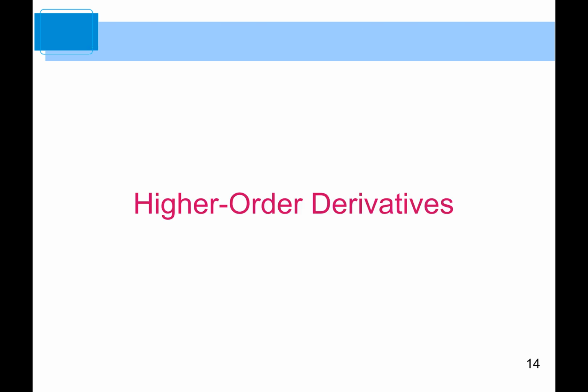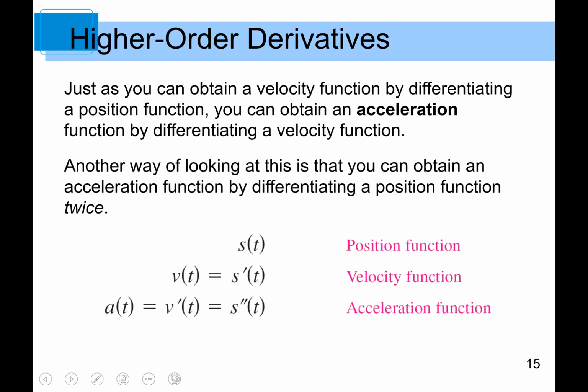Okay, so next, let's take a look at higher order derivatives. First of all, we're going to revisit one of the 4 major problems in derivatives. Remember, the velocity function is achieved by differentiating the position function, and you can obtain the acceleration function by differentiating the velocity function. So now, another way of looking at this: you can obtain an acceleration function by differentiating a position function twice.